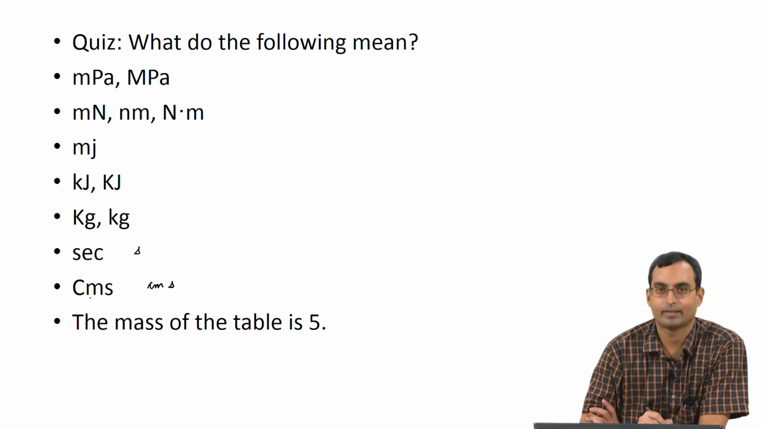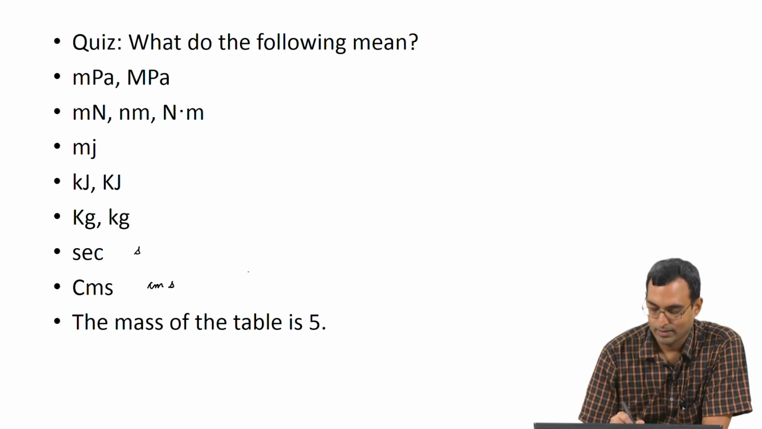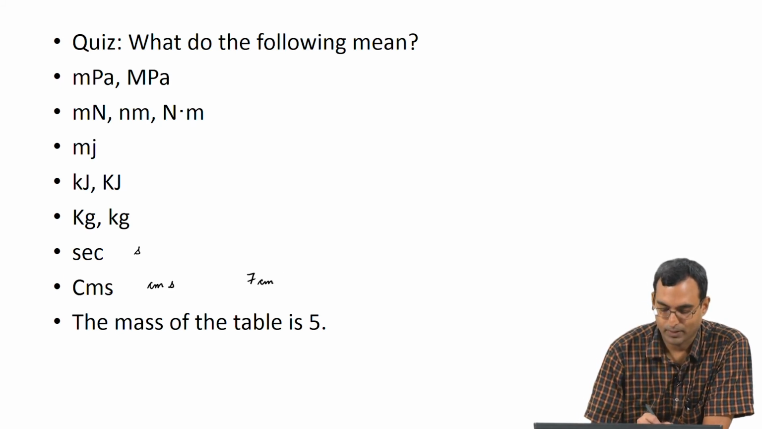So, if you want to write the plural of centimeter, if you want to write 7 centimeters, the correct way to write would just be 7 cm. If you put an s over here, it is a centimeter second.